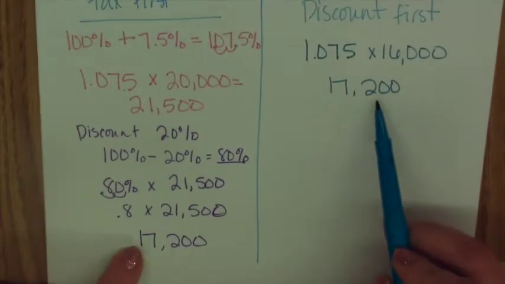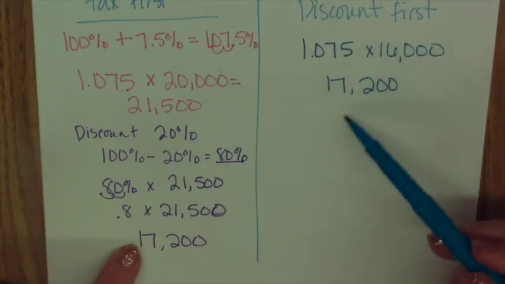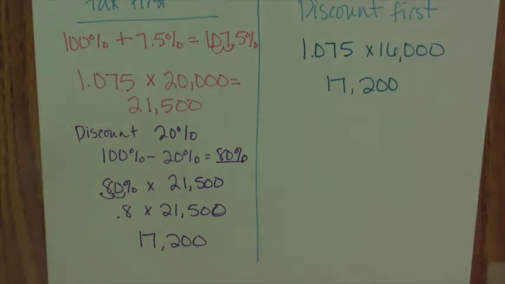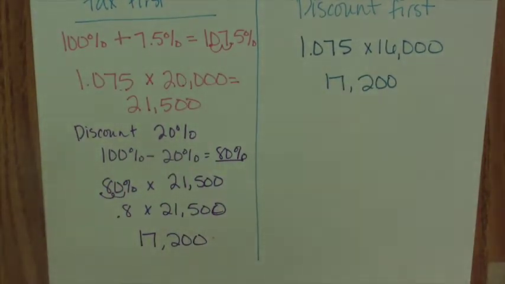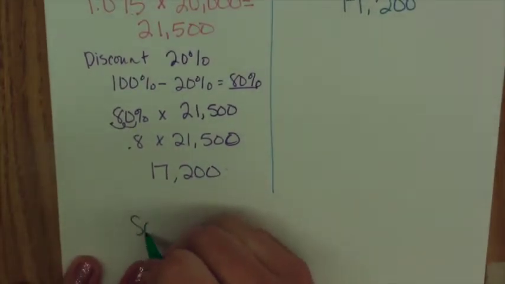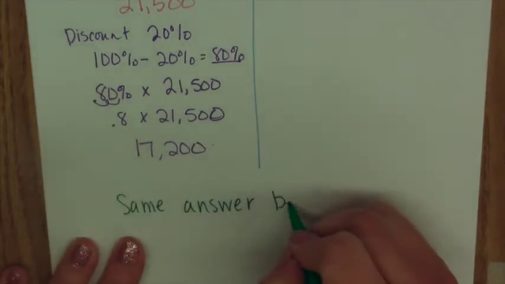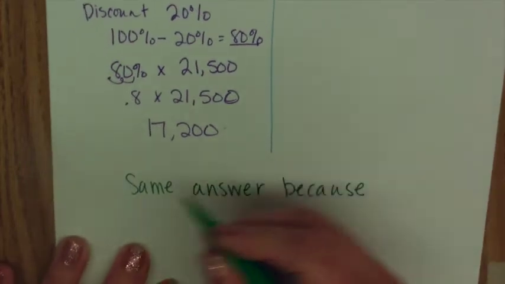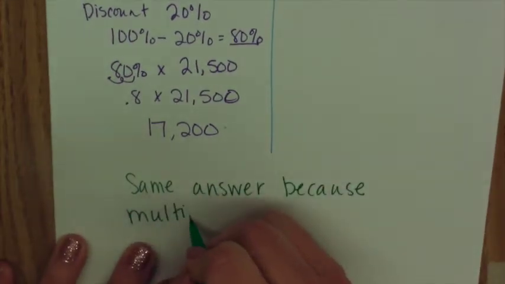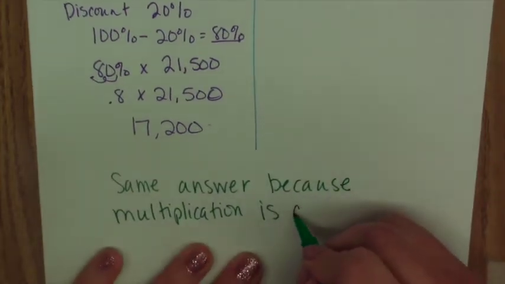So if we look at this, both prices were the same. It didn't matter what order we did these in. And the reason we can do that is because of the commutative property of multiplication. The commutative property allows the multiplication steps to be moved around and you still get the same answer. So we're going to put we get the same answer because multiplication is commutative.